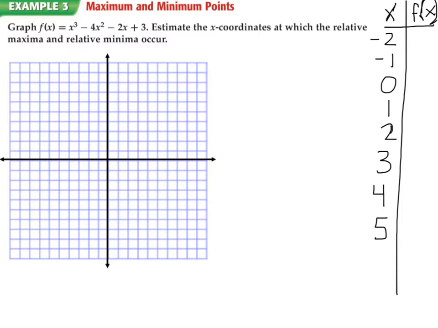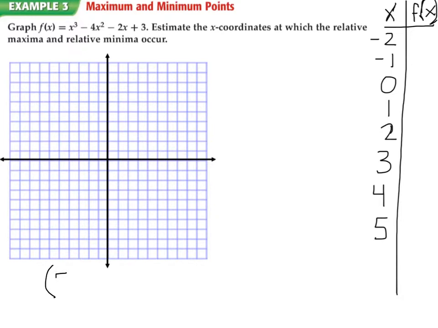Alright, and then we're looking at example 3. It says to graph f of x equals x cubed minus 4x squared minus 2x plus 3 and to estimate the x coordinates at which the relative maxima and relative minima occur. Okay, so same deal with this. Created a table of values, and I'll show you guys how we're going to plug those in. I'm actually going to start at the bottom this time.